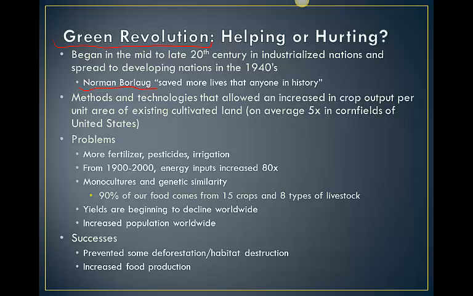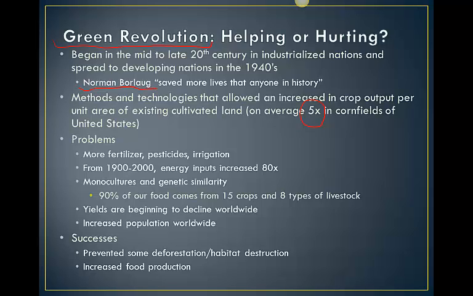Okay, and so all these methods, all these things we've listed on the last slide, using more fossil fuels, more irrigation, all these practices, led to, on average, 5 times more yield in our crops than before the Green Revolution. So we are definitely able to increase our output and increase the amount of food that we create on a given area of land. Now, this definitely has caused some problems. It's also caused some successes.